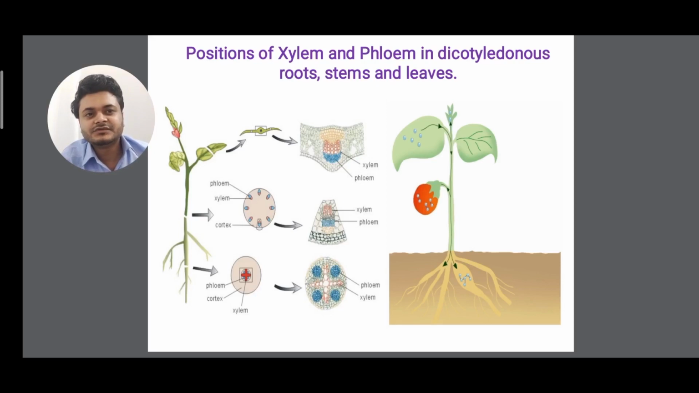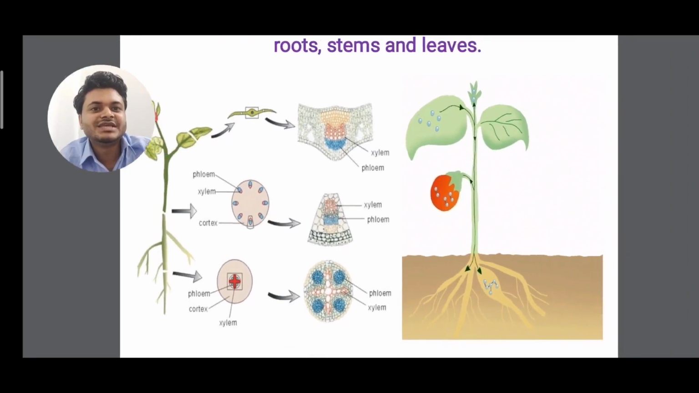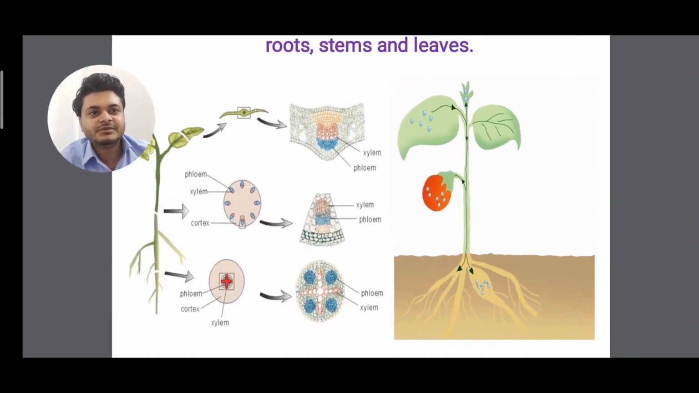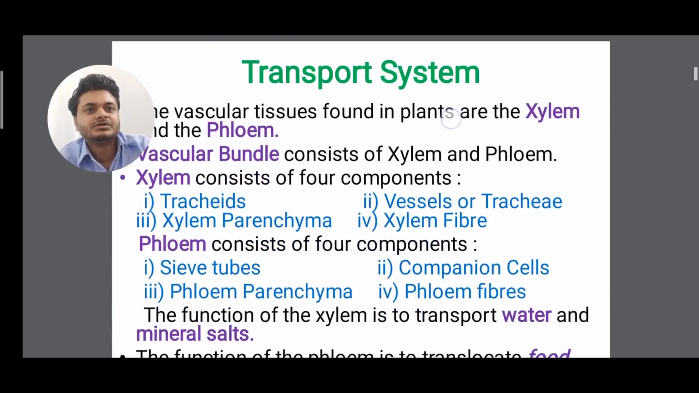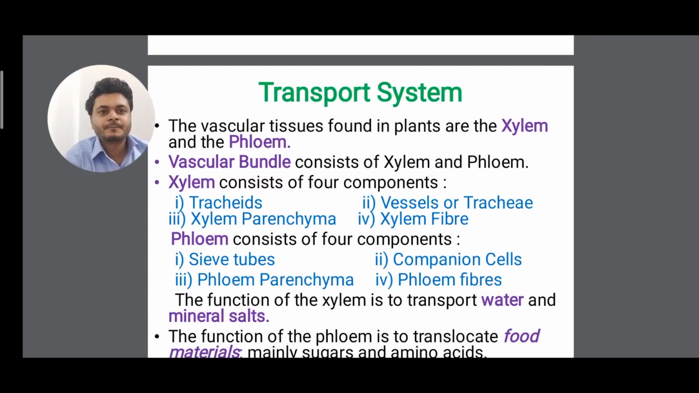So food will be transferred from leaf to stem to roots, and water will be transferred from root to stem to leaf. So in this diagram you can see the TS of root, stem and leaves are given, and the position of xylem and phloem are shown. So in the transport system, as I have already said, vascular bundles are of two types, xylem and phloem.